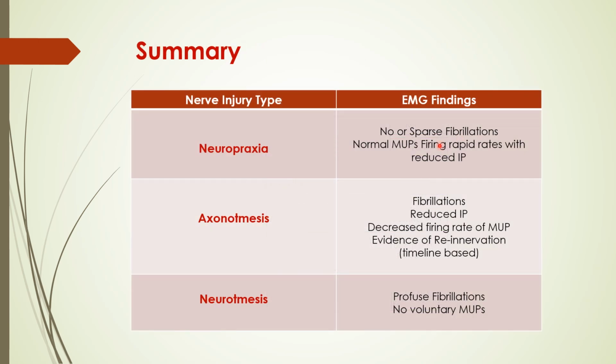To summarize, in case of neuropraxia, there will be no or sparse fibrillations. Normal MUPs which are firing at rapid rates will reduce the interference pattern. Axonotmesis will show fibrillations, reduced interference pattern and decreased firing rate of MUPs. In neurotmesis, there will be profuse fibrillations with no voluntary MUPs.